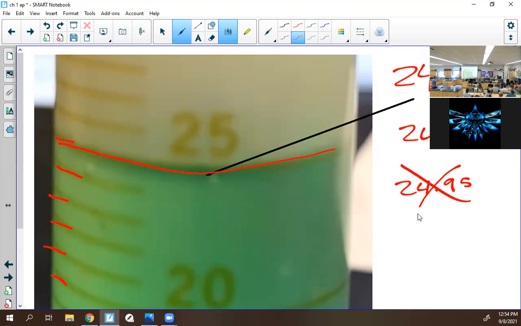24.95 would imply, and I know you're watching this like, who cares? Well, science does, okay? 24.95 implies that this graduated cylinder has those lines right there, but it doesn't. So we can't overstate the accuracy of what we're doing. Okay, I think there's one more.